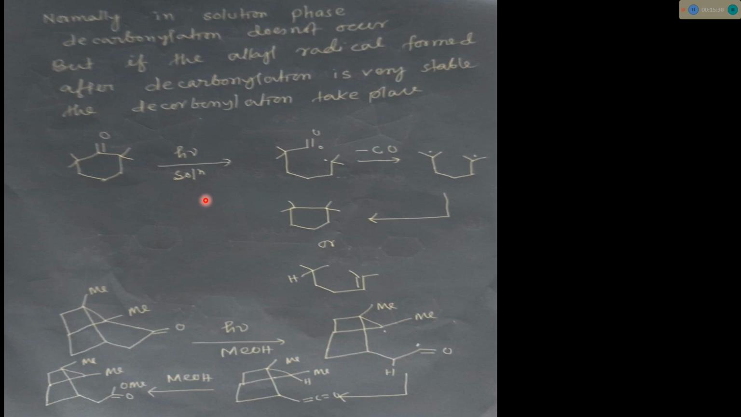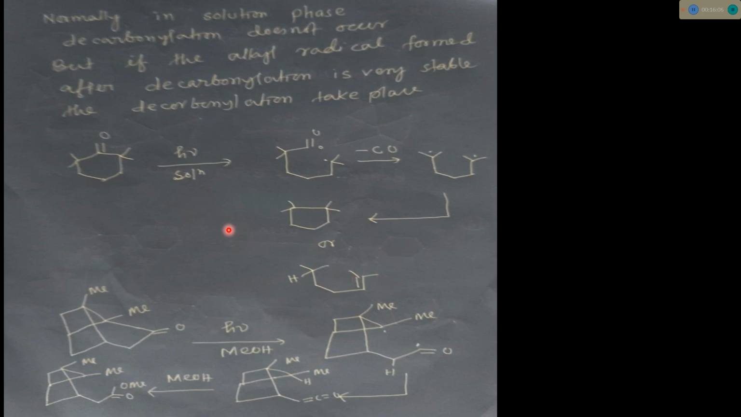So decarbonylation means the CO group leaves as CO, carbon monoxide, to form a diradical. See, in this diradical, these are 3-degree radicals, so it is a stable diradical. That's why in this case the CO group can be left as carbon monoxide. Otherwise, normally in solution phase, decarbonylation, meaning leaving of the CO group, is not possible.